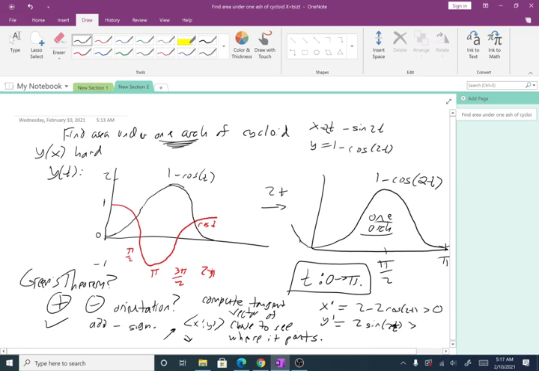Well, I guess y prime is negative. But it looks like x prime is positive all the time. So that means if I'm going to draw tangent vectors at the critical points, the x is always positive, right? But the y will be positive for small t.